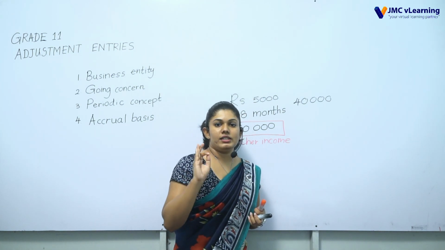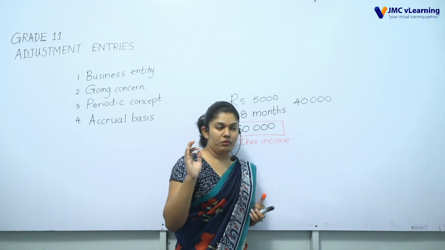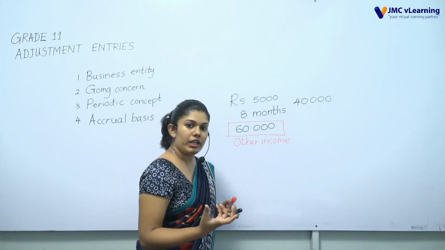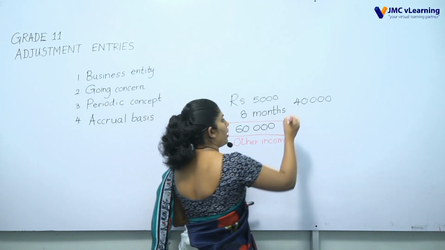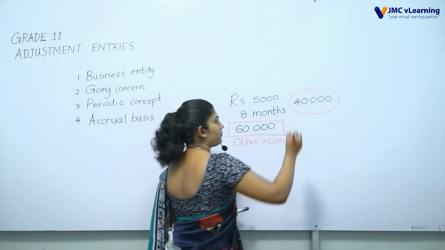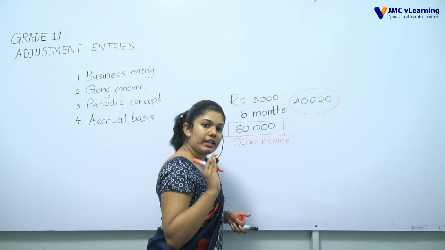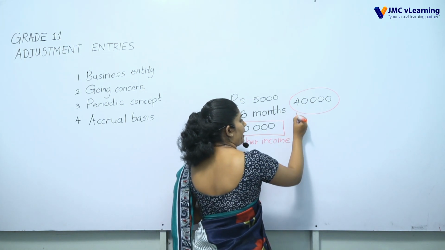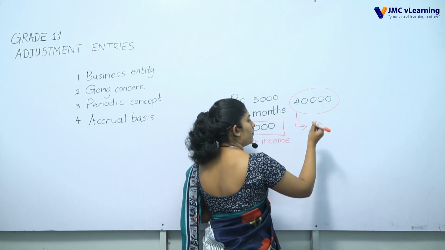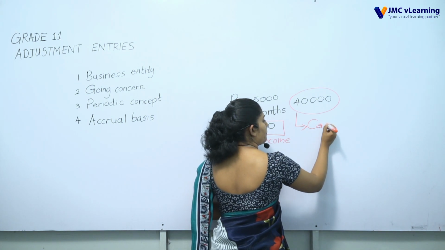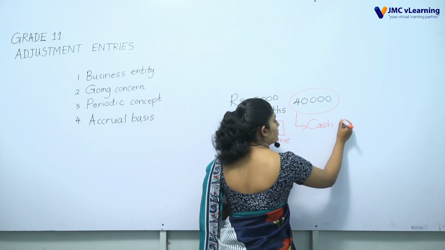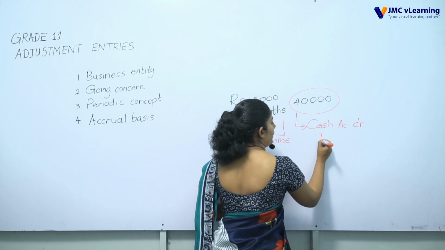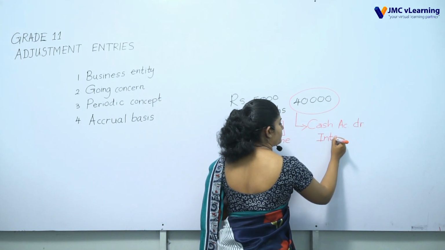To adjust this, now when we are taking this example, in our accounting records, only this amount is presented. Why? It is received in cash. When it is received in cash, we have passed the double entry already. Cash account debit and interest income account.